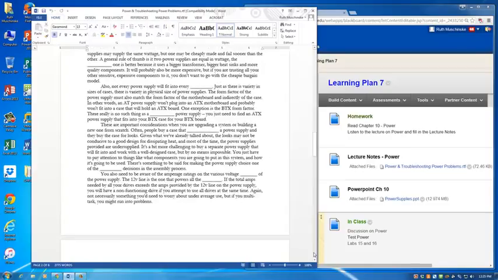It's important to know that not all power supplies are created equal. Two power supplies may supply the same wattage, but one may be cheaply made and fail sooner than the other. A general rule of thumb is, if two power supplies are equal in wattage, the heavier one is better because it probably uses a bigger transformer, bigger heat sinks, and more quality components. It will probably also be more expensive, but if you are trusting all of your other sensitive, expensive components to it, you don't want to go with the cheapy bargain model.